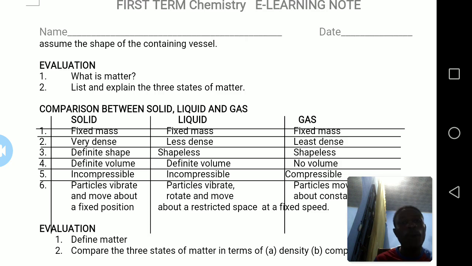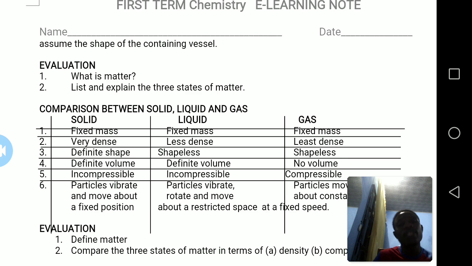Number 4 is definite volume. Solid has a definite volume, so you can actually tell the volume of your gas cylinder, the cylinder itself, which is solid, right? You can tell the volume. Then liquid also has definite volume, so you can tell the amount of water in liters. Then gas has no definite volume. So that is it.